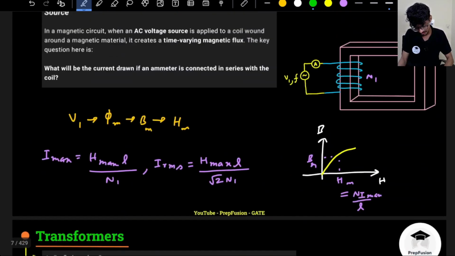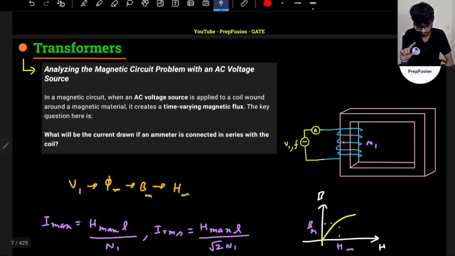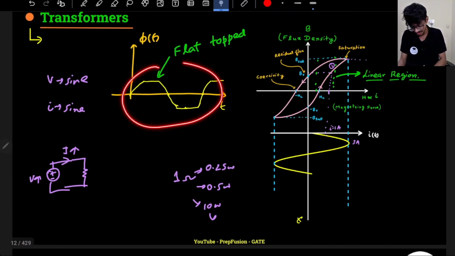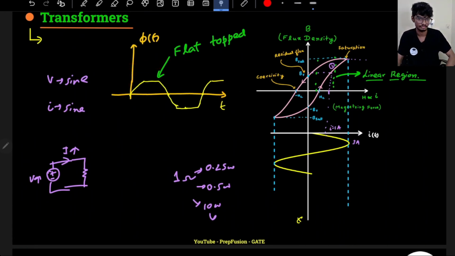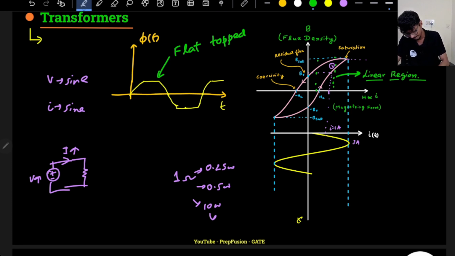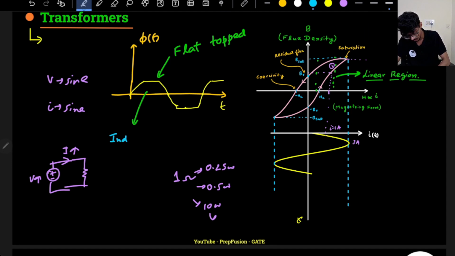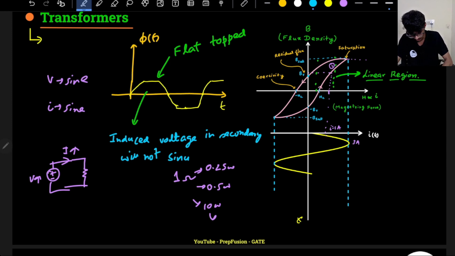Now in the next stage, of course, in a transformer I don't have just the primary, I have a secondary. So this flux links the secondary, and we differentiate that flux to get the induced voltage of the secondary. If the flux is not purely sinusoidal and I differentiate it, the induced voltage in the secondary will not be sinusoidal. And if it is not sinusoidal, that means it contains harmonics. We will discuss harmonics as well.